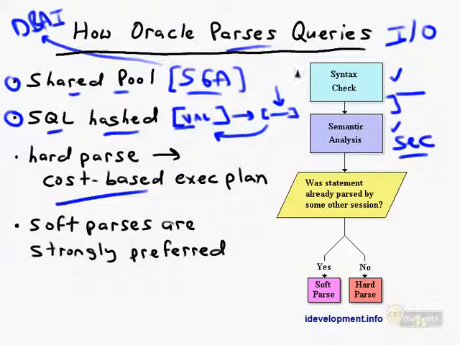user. So after the syntax check and the semantic analysis, Oracle, as I said earlier, looks at the hashing value of queries that are in the shared pool compared to the new hash value of its current query that it's looking at. And Oracle asks, is there a match or not? And depending upon whether the answer is yes or no, the rest of the parse will either be of the hard or soft variety. Now, a hard parse means that Oracle has to compute its cost-based execution plan from scratch.